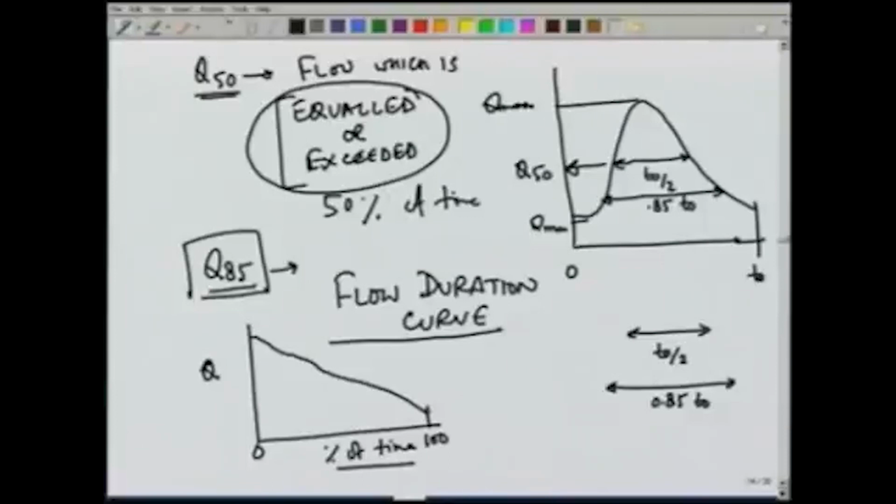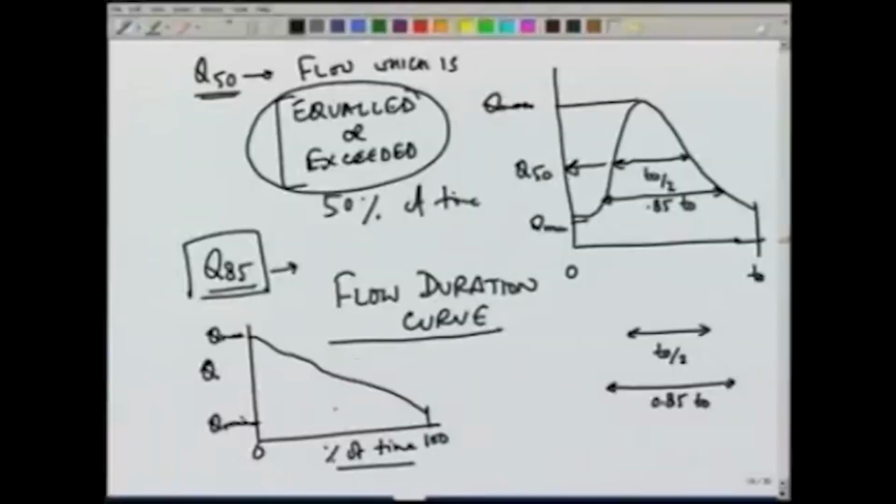So, there is some minimum flow, Q min, which will be equaled or exceeded 100% of the time. There will be some maximum flow which will not be exceeded, so it will have a 0 probability, or 0% of the time equaled or exceeded. And then from this curve we can answer all the questions like what is Q 50, what is Q 85, and so on.